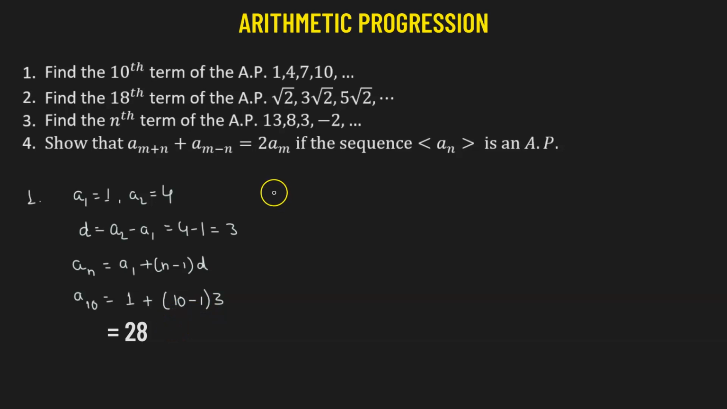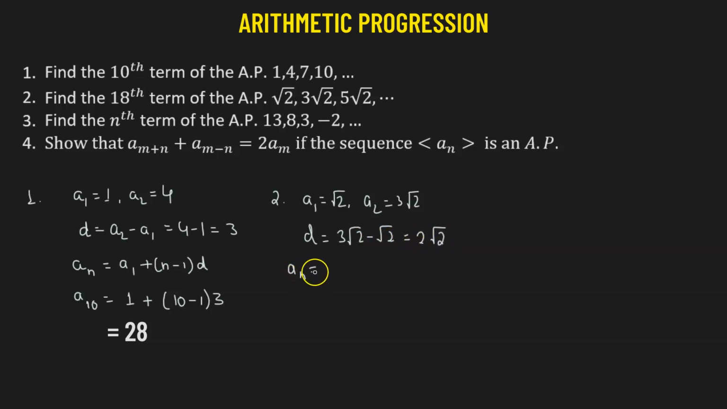Let's go to number 2. So in number 2, we have our first term given by square root of 2, and the second term is given by 3 times square root of 2. So that means the common difference would be 3 times square root of 2 minus square root of 2, which gives us the value 2 times square root of 2.